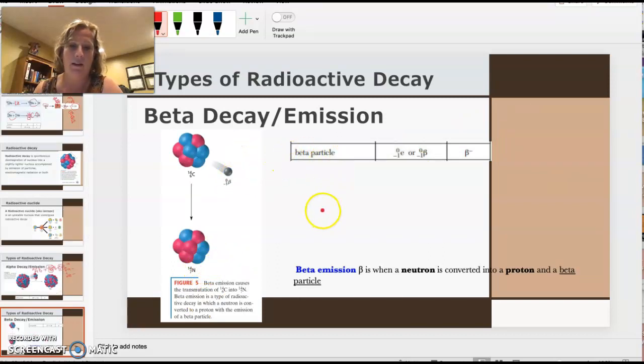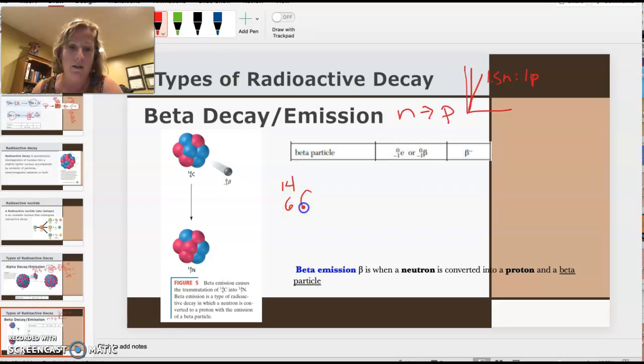Beta decay is when a neutron changes to a proton. If you think about the band of stability, it would be when the nucleus is too high and wants to come back down closer to that 1.5 neutron to 1 proton ratio.